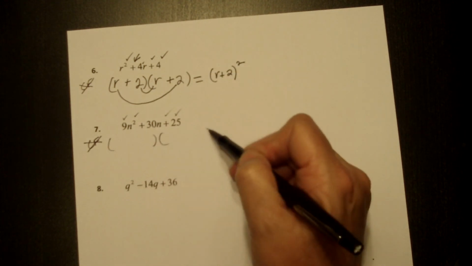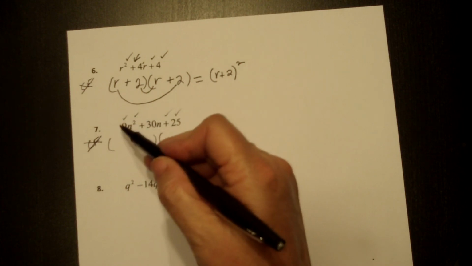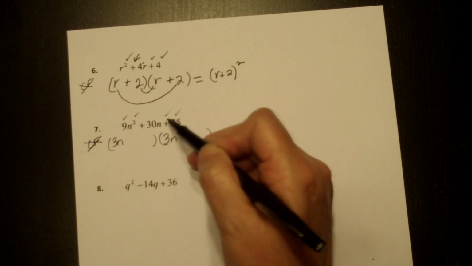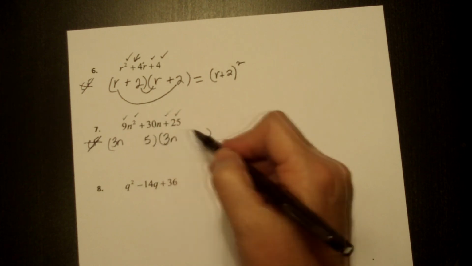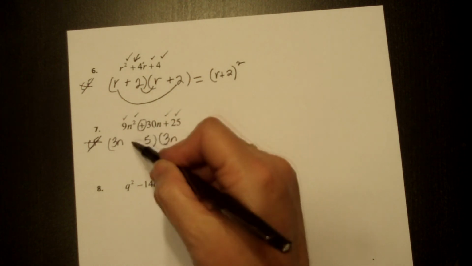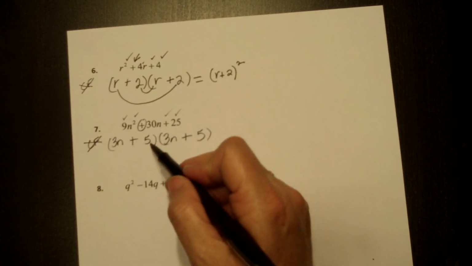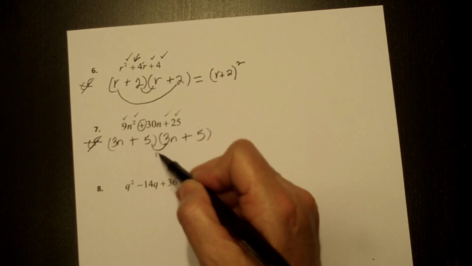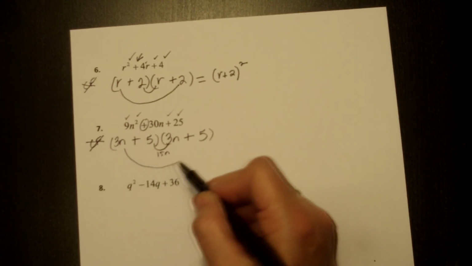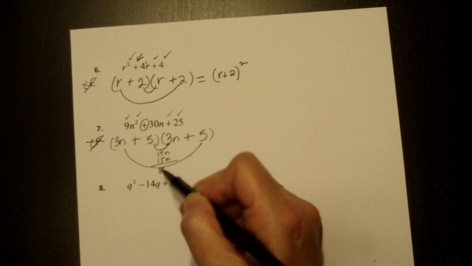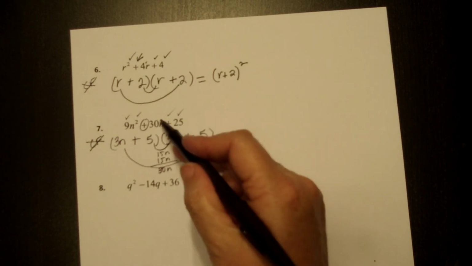So we put 2 parentheses. Square root of 9 and n squared will be 3n. Square root of 25 would be 5. This middle is plus, so we know we use plus plus. And then we check the middle. So 5 times 3n, 15n. 3n times 5, 15n. Add them up, you get 30n, and that's what the middle was.